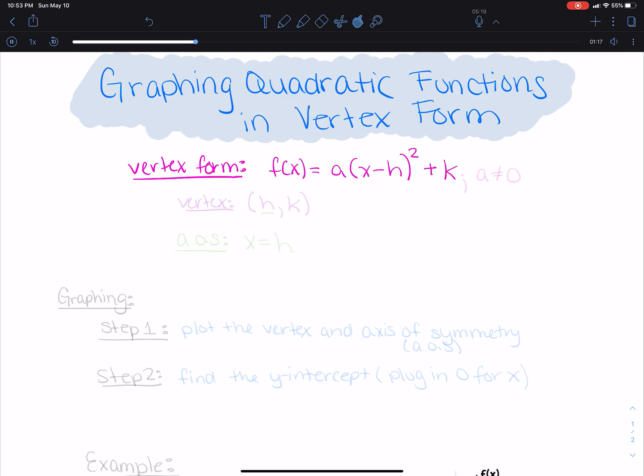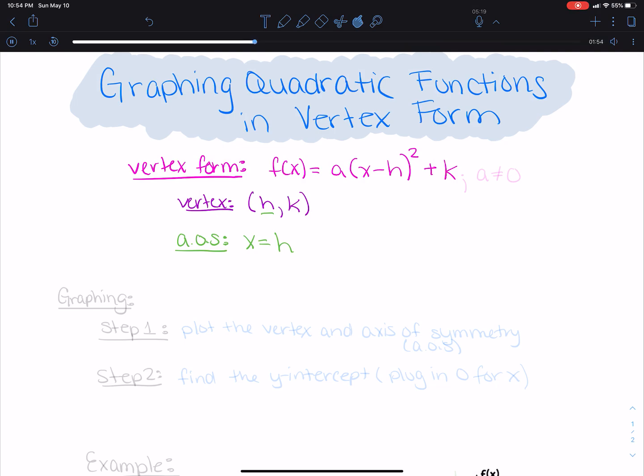Okay, so from vertex form, we can actually find the vertex right away. Our vertex is going to be the opposite of my h value, so it's just going to be (h, k). We can then also find the axis of symmetry, because if you remember from last week, the axis of symmetry is just x equals, because it's a line, so we have to write it as an equation, and it's x equals whatever the x of my vertex is. Well, the x of my vertex is my h.